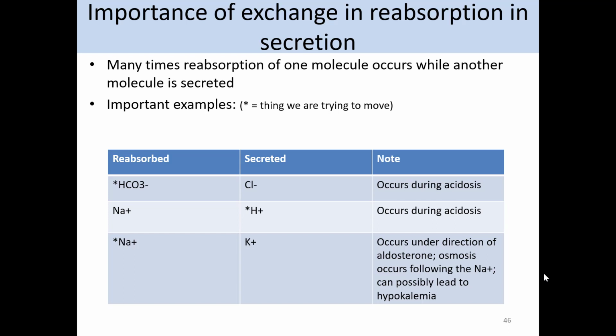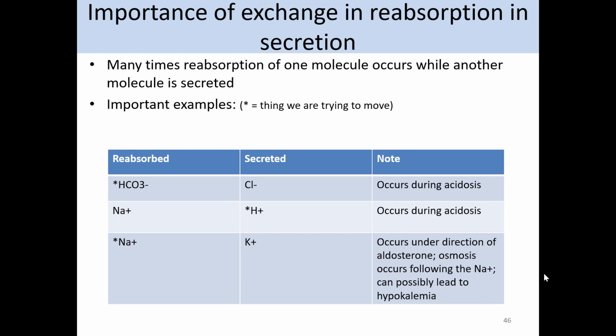This linked reabsorption and secretion of sodium and potassium occurs at high levels under the direction of the hormone aldosterone. When aldosterone is released, it will cause us to reabsorb sodium by sacrificing potassium. And this process is important because when the sodium is reabsorbed, water is also reabsorbed by osmosis. So whenever we save sodium, we are also saving water.